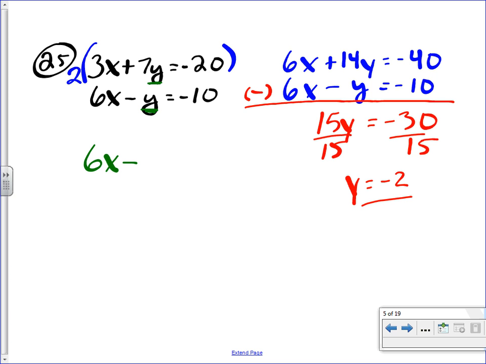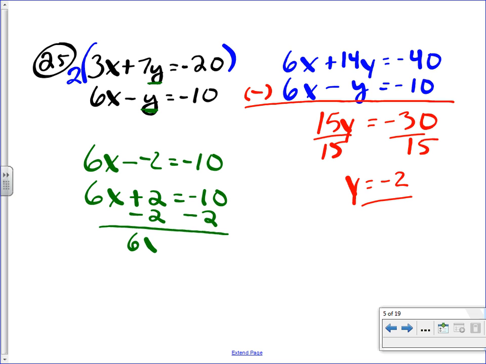So all I'm going to do is take out that y and replace it with a negative 2. So it now looks like this. Now, I don't like those two negatives. That minus and that negative is going to make this a plus 2, so I don't have so many negatives. Solving for x, I'm going to come over here and subtract the 2. Negative 10 minus 2, that's a negative 12. Finish it up by dividing by 6. And a negative 12 divided by 6 is negative 2.